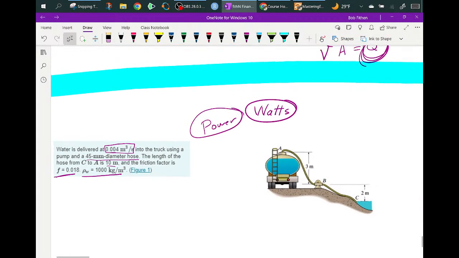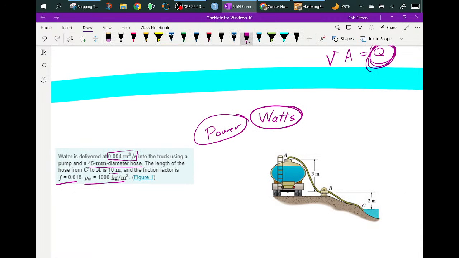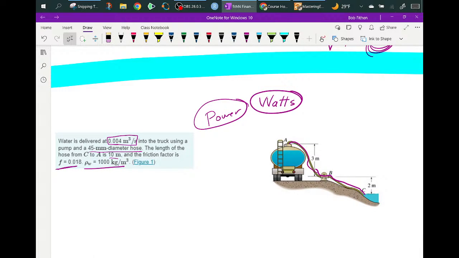So here's what you're going to do. Your pump is obviously pulling the water out of there and up the hill. He has a couple of labels here, C and A. Let's start with C, which is right here: PC over gamma plus ZC plus VC squared over 2g.